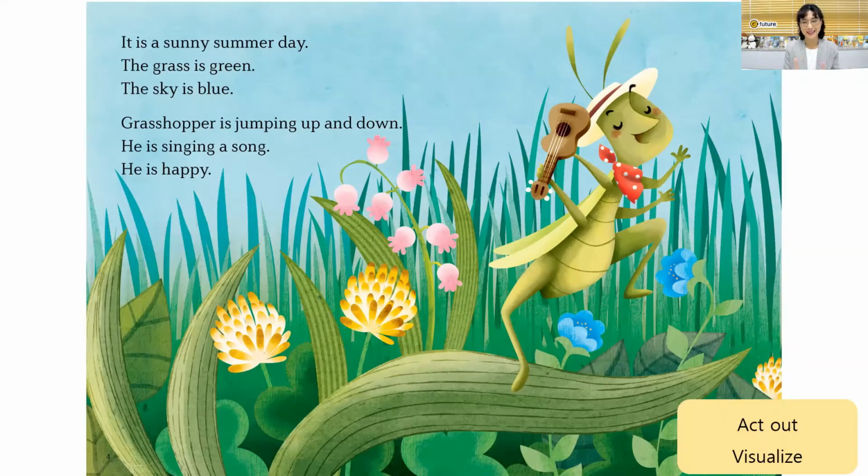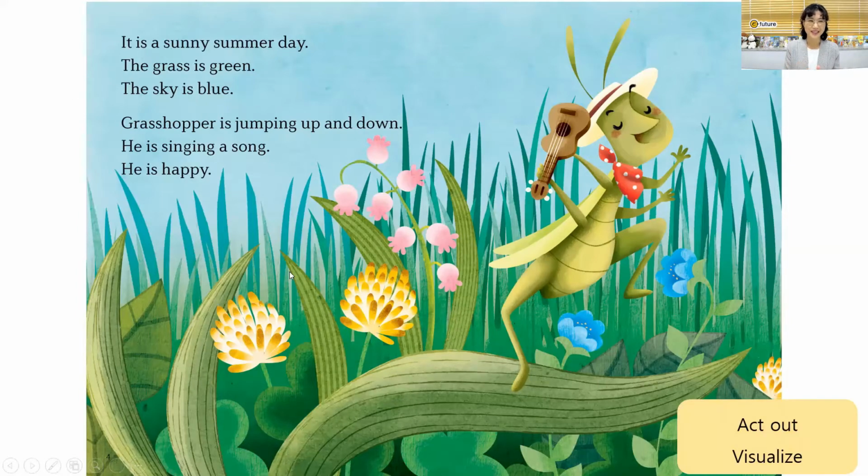This is not a violin, right? This is another version, right? This is a guitar, right? And look at the flowers and the grass. Okay. And the grasshopper looks very happy. Look at his face, right? Very happy. Maybe he's singing or dancing, right?